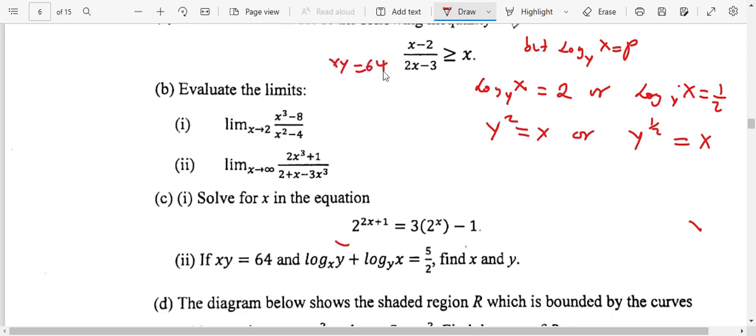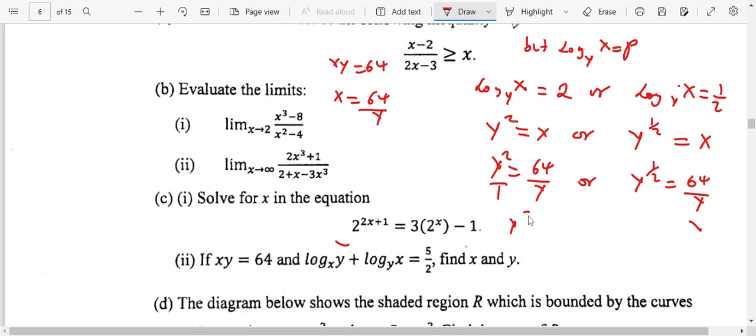But remember, xy is equal to 64. I can make any the subject of the formula. Let me make x the subject of the formula. So x is going to be 64 over y. This becomes y squared is equal to, where there is x, I'm going to put 64 over y, or y to the power half, where there is x, I'll put 64 over y. So here we'll cross multiply, so y to the power 3 is equal to 64.